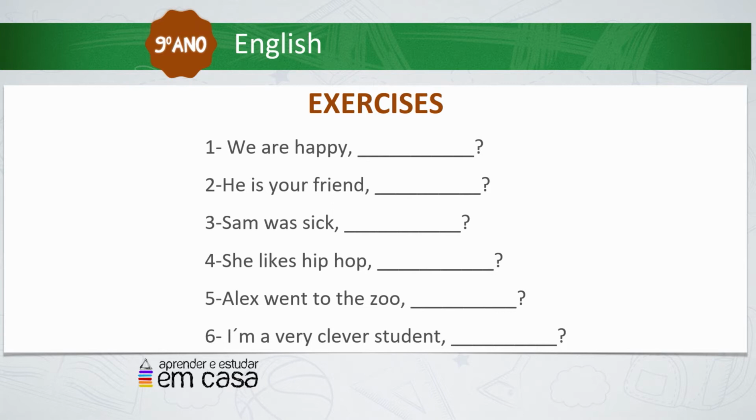The first sentence reads, "We are happy," and we have to complete it with the second clause. Second sentence, "He is your friend." Once again, complete the second clause. "Sam was sick." We have to do the same thing, complete the second clause. "She likes hip-hop." We have to complete it. "Alex went to the zoo." The second clause is missing. Once again, we have to complete it. "I'm a very clever student." What do we do here? You guessed it, and it's correct. We have to complete with the second clause.